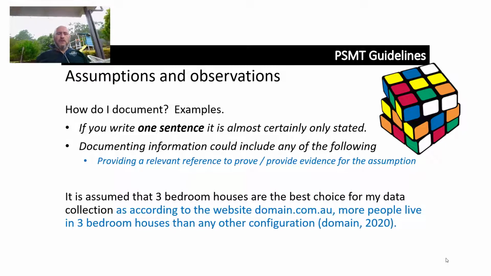It is assumed that 3-bedroom houses are the best choice for my data collection. So this is a data collection task in Math General. As according to the website domain.com.au, more people live in 3-bedroom houses than any other configuration. Reference domain 2020. So this is a documented assumption because I've provided a reference and evidence to support making that assumption. There is a little bit of a note here. If you write one sentence, it's almost certainly only stated. So there's a little bit of a trigger for you.